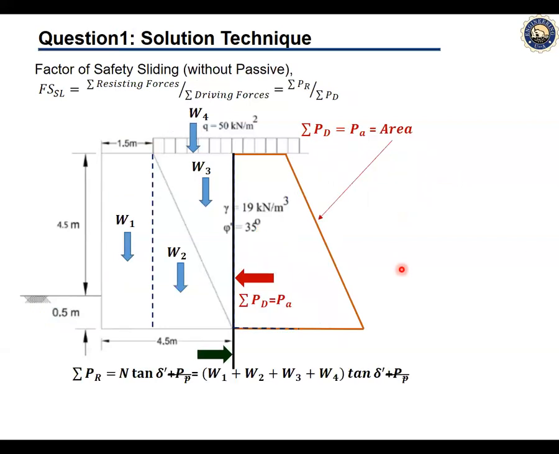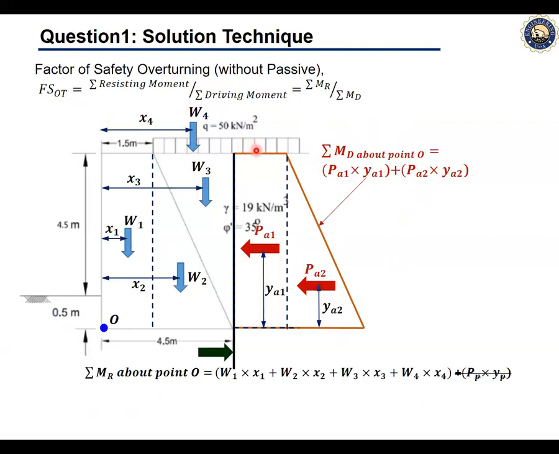On the next slide, if we are asked to discard the passive resistance, then we can simply take out the PP term from our summation and divide the summation of PR over PD. That will give us the factor of safety against sliding. On the next one, if we are asked to find the factor of safety against overturning without passive pressure, then we can simply discard the passive moment, the moment arm times the passive earth pressure.